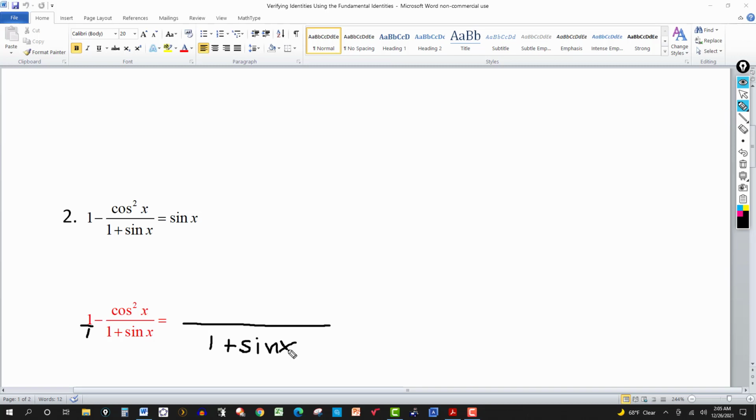Of course, to add these two fractions, we have to have the same denominator. So in this case, in order to have a 1 plus sine of x over here, I have to multiply the top and the bottom of this 1 over 1 by a 1 plus sine of x. So that's going to give me 1 plus sine of x.